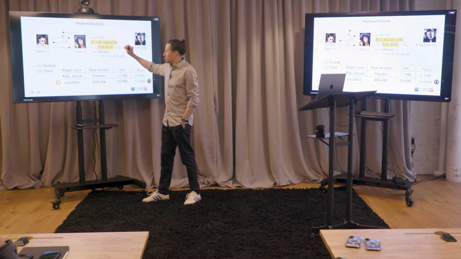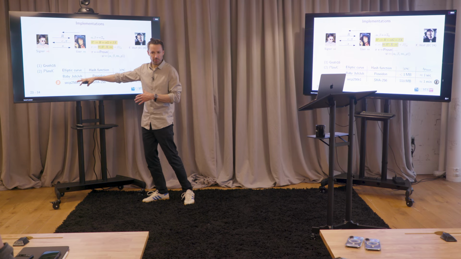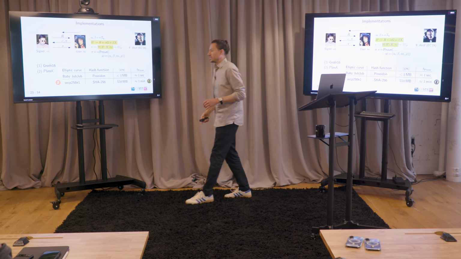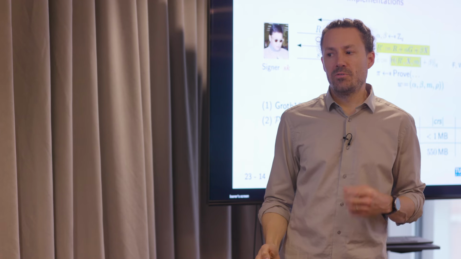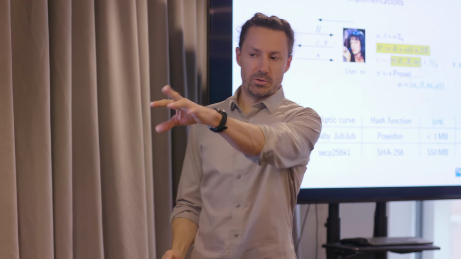As I said, the problem is really that for the SNARKs, we used BN254 curves, and they're not compatible with the Bitcoin curve, right? Because the fields are different. And this is what you need, because you need pairings for these SNARKs.